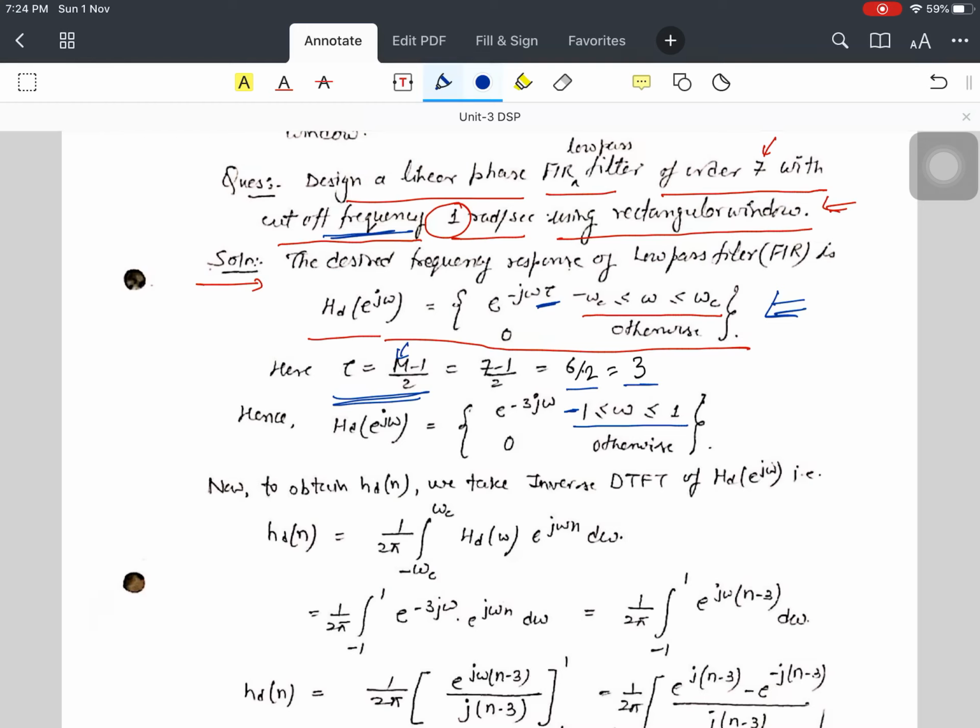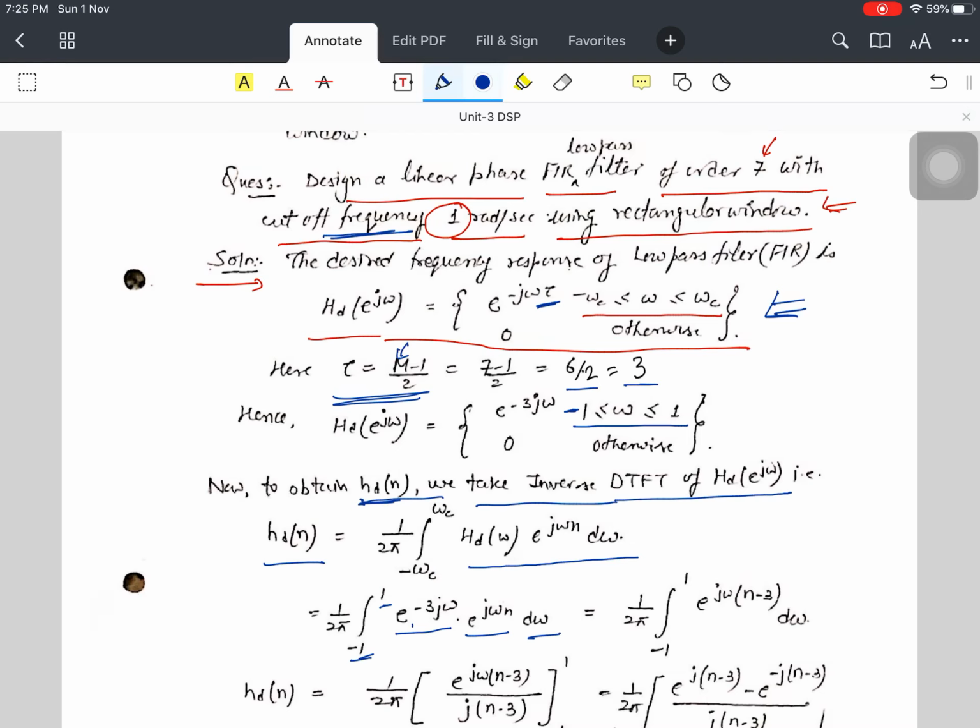Now, if you want to calculate the value of hd(n), we know Hd(e^jω) is given, so we have to take the inverse DTFT. To obtain hd(n), we take the inverse DTFT of Hd(e^jω), and the generalized function of hd(n) is equal to 1/2π integral from -ωc to ωc of Hd(ω) e^(jωn) dω. So, 1/2π with limits -1 to 1 of e^(-3jω) e^(jωn) dω.